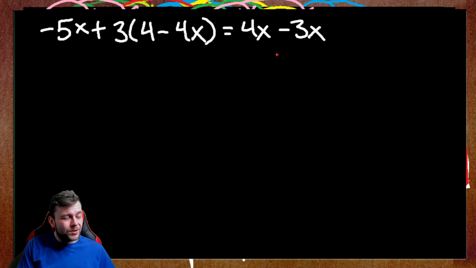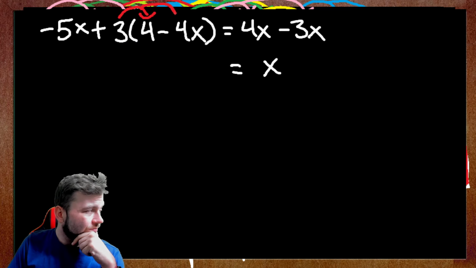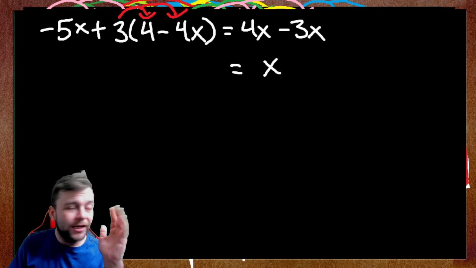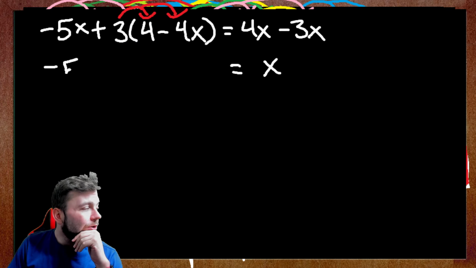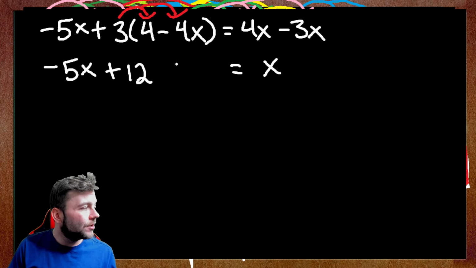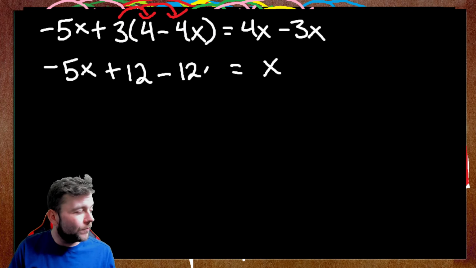So 4x minus 3x. That is an x alone. And then we will distribute the 3 through the parentheses. What happens? You have 3 times 4 and 3 times 4x. So let's just start writing everything out. You have a minus 5x plus 12. Let's write that a little bit neater. 3 times 4 is 12 minus 12x.